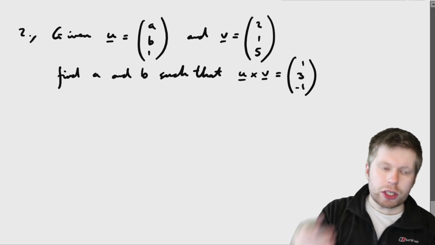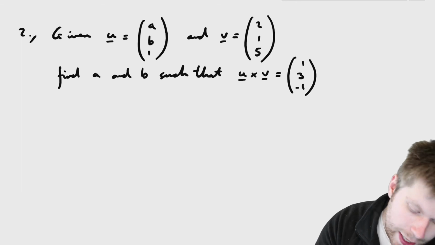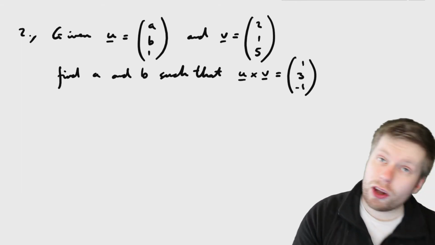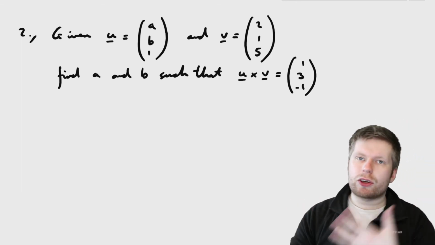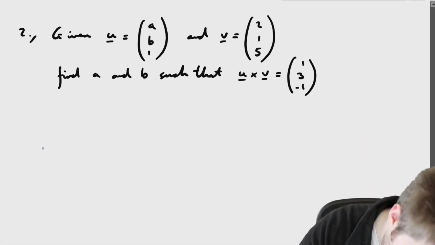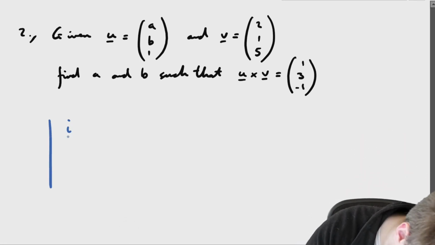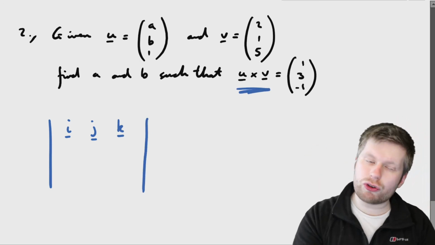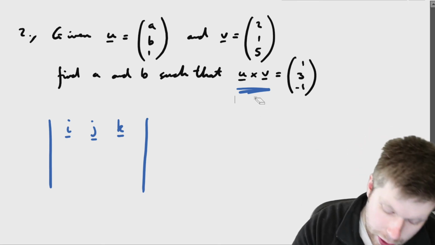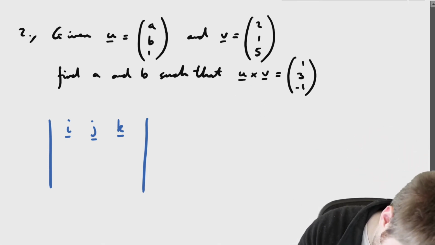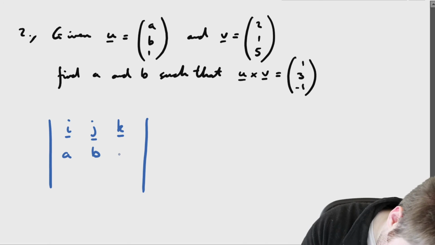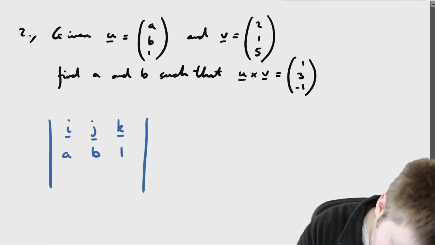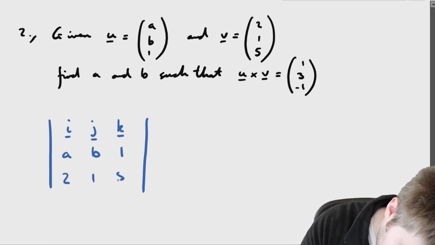So I'm just going to set it up and say, let's imagine that I did know what a and b was. How would I take the cross product? Well, it should just be the determinant of this matrix here. So I set up i, j, k. Now be careful here, because it's u cross v, it means that the second row must be u, the third row must be the components of v. So the second row is the components of u, which are a, b, and 1, and the third row the components of v, which are 2, 1, and 5.